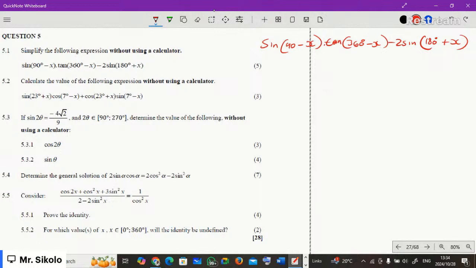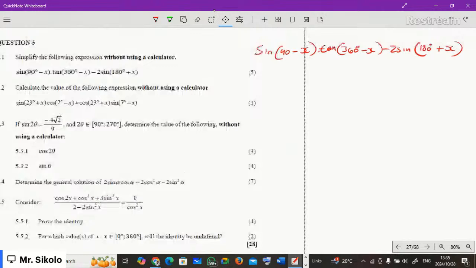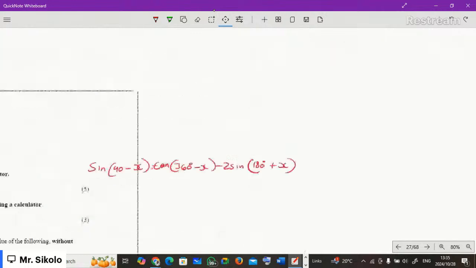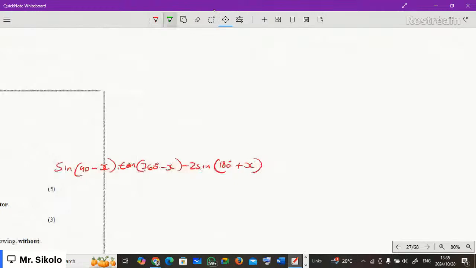Okay, then to simplify, remember, when you are simplifying you need to know your CAST diagram, right? And you need to know your reduction formulas. So before you start any question, let us remind ourselves of the diagram before we go any further. We remember the CAST diagram, as we will need that throughout. So the first one is the CAST diagram.